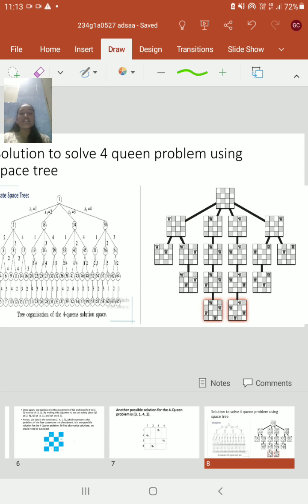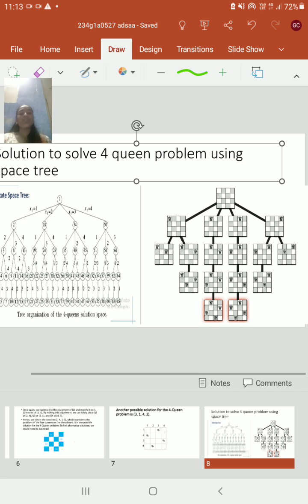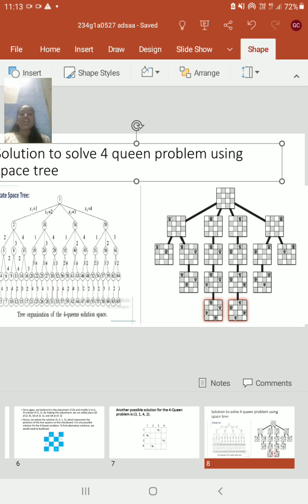Is there a chance to place q2 in the second row? Yes, we have two chances to place q2 in the second row. One chance is at the third column and another chance is at the fourth column. Now check for q3. If you place q2 at the third column, we won't get any solution to place q3.